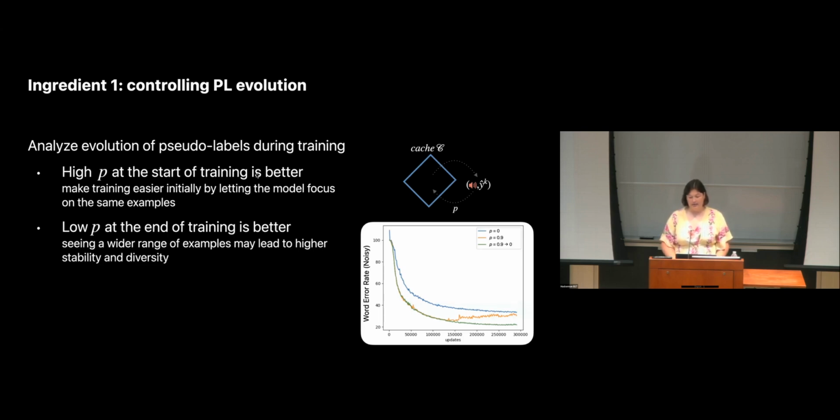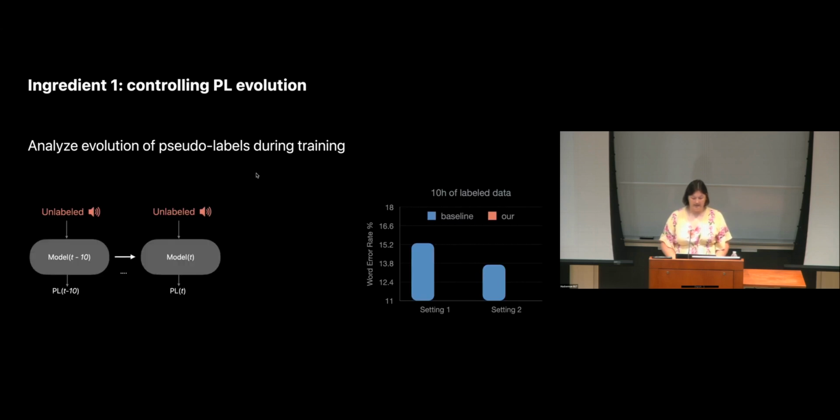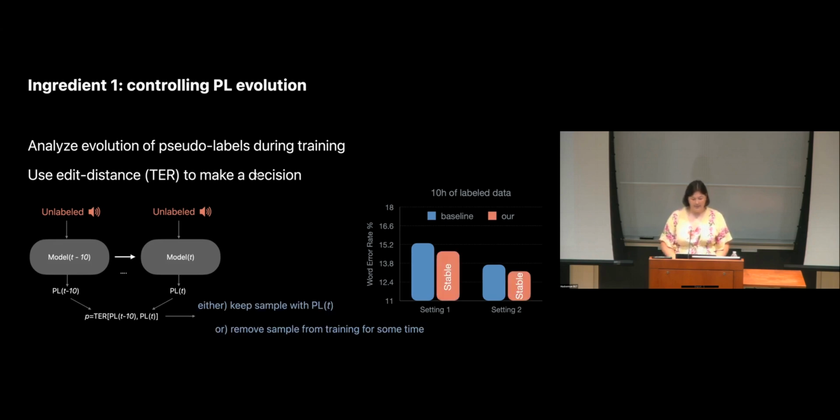While later in the training, it's actually better to see diverse data, update your cache more frequently, and see more examples. Having this, we came up with a solution: let's compute how the pseudo labels change over time. If they change too much, we keep them, and if they don't change much, we remove them. This depends on the time of the training. At the beginning, we want to keep the samples if they changed a lot, but later in the training, we want to remove the samples otherwise.